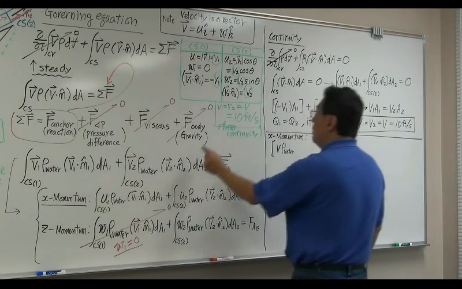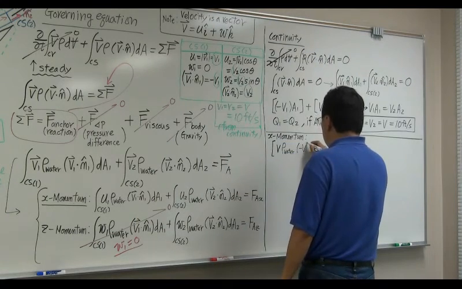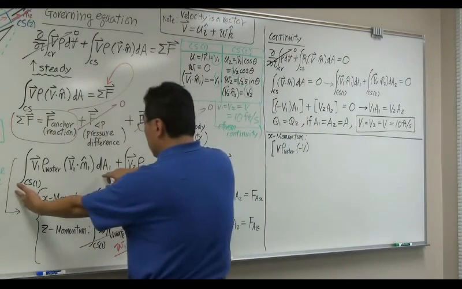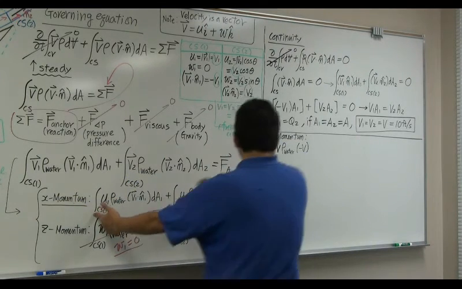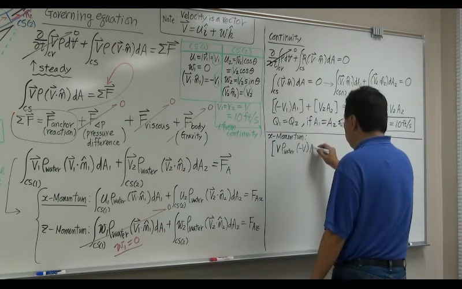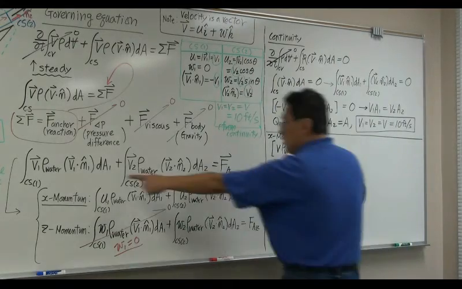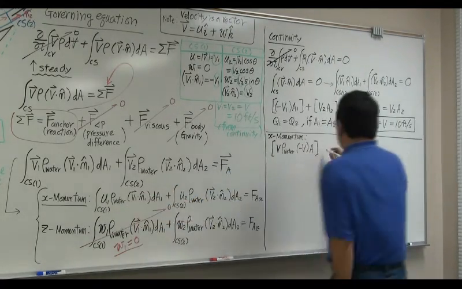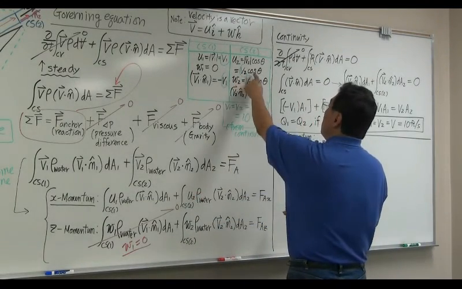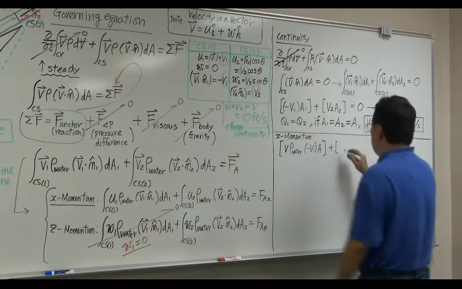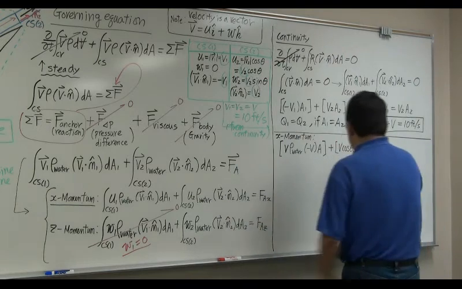B1 dot N1 is minus B1, which is minus B. Then you integrate over cross-section area A1, which is essentially A. Okay? So this is the first term. What is the second term? U2 is B2 cosine theta, which is B cosine theta. Then the density of water.